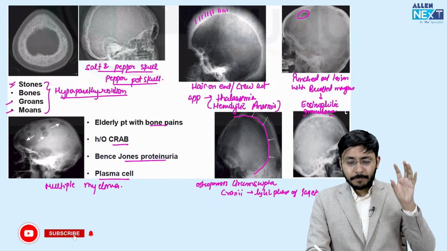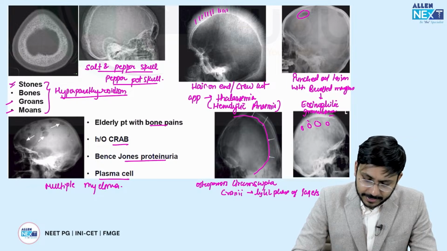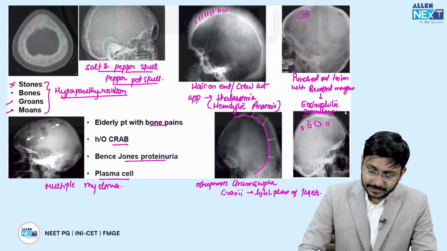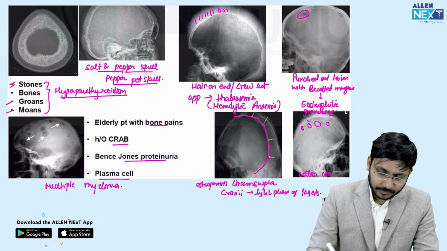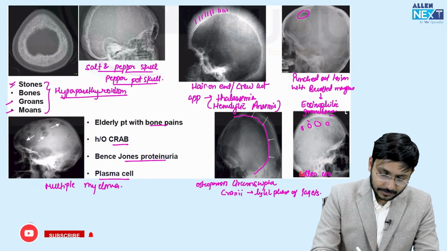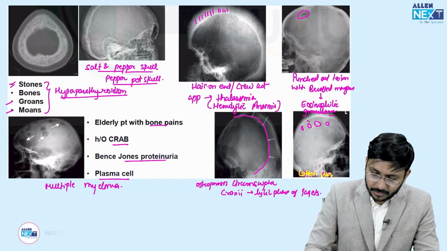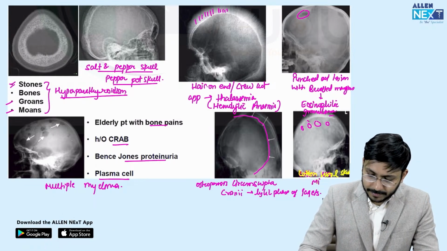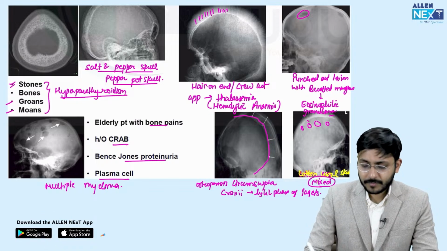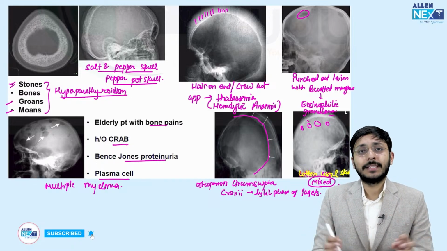And in the mixed phase, we'll see some areas of sclerosis, some areas of lysis within the skull. This is the cotton wool skull. And it is seen in which phase of Paget's? The mixed phase. So this was about your various appearances of skull.